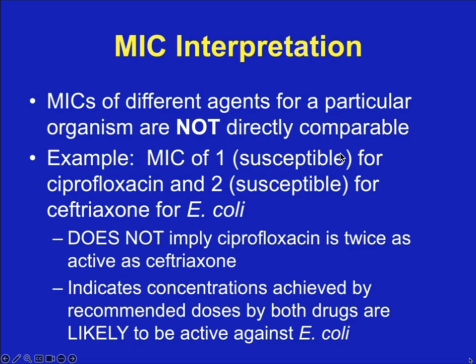You can have an MIC to clindamycin for Staph aureus that goes great, but if you have it in, let's say, your urinary CNS, clindamycin doesn't get in there, so it doesn't work. The lower the number, people say the better it is. Well, it's not equal. If you have an MIC of 1 for E. coli for Cipro and an MIC of 2 for ceftriaxone for E. coli, they both may be susceptible. Doesn't imply that Cipro is twice as effective as ceftriaxone. The numbers change depending on the organism involved and the drug used.